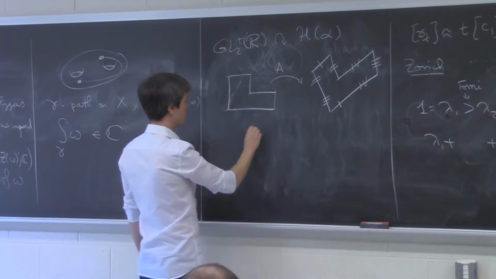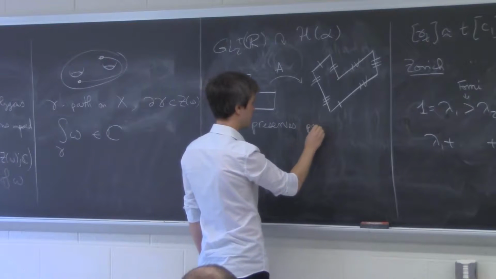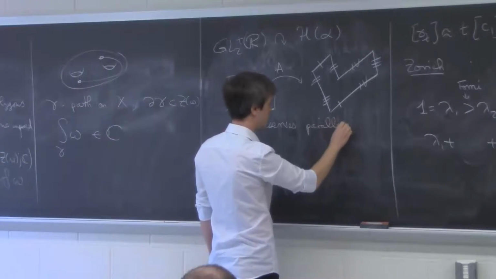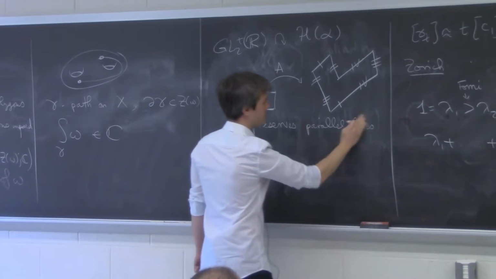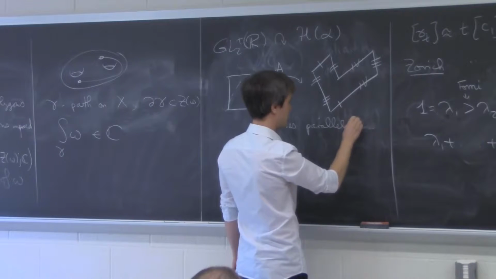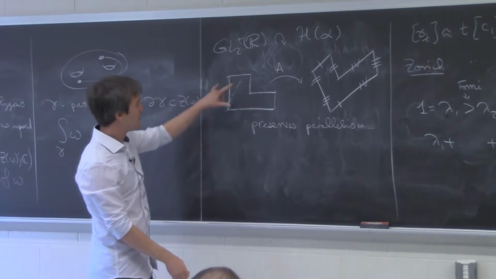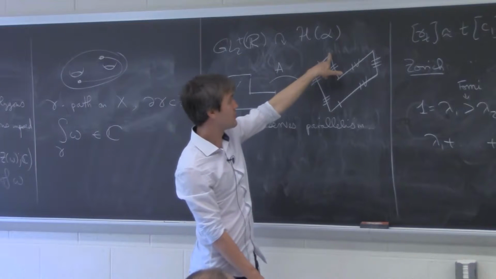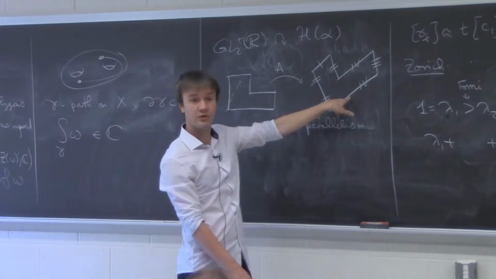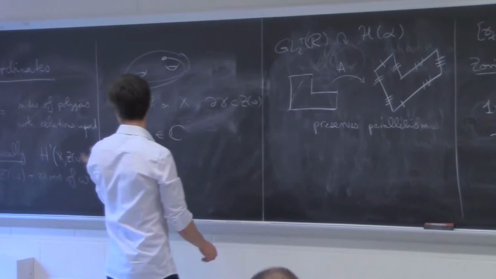So this preserves the notion of parallel lines, or parallelism. Whether two lines are parallel or not stays the same. And if this segment was equal to this segment, when you apply a matrix to it, this will still be true. Maybe this segment gets longer, but so will this one. So this descends to this gluing.